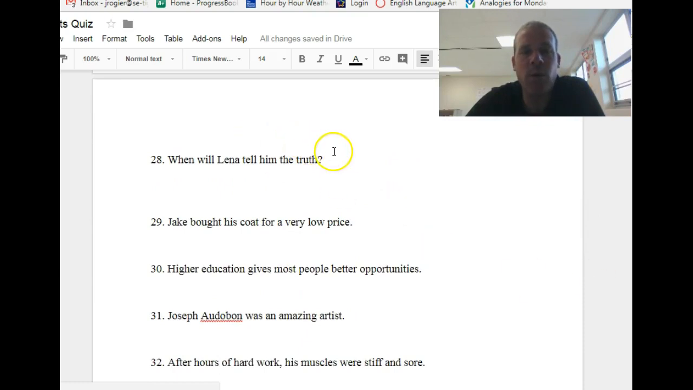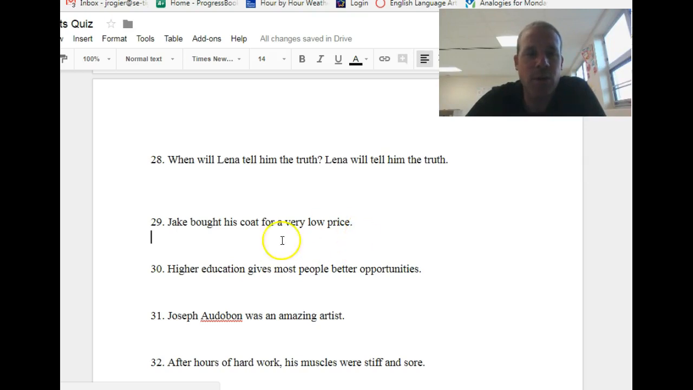28, when will Lena tell him the truth? First step, instead of finding the verb, is to restate the sentence. Lena will tell him the truth. Whenever you flip a question and it's when, just get rid of when. So Lena will tell him the truth. Lena will tell. Whom or what will she tell? Truth. So truth is your direct object. Do we know who she's going to tell the truth to? Yes, she's going to tell it to him. So him is the indirect object.